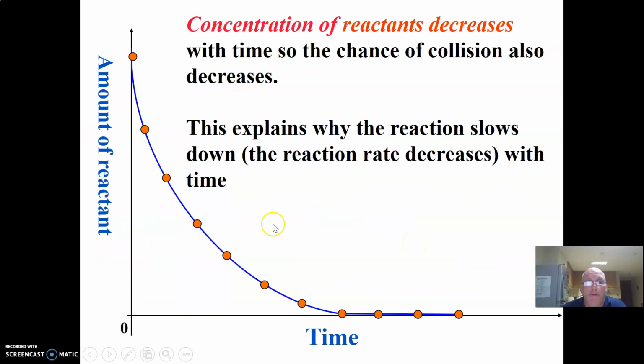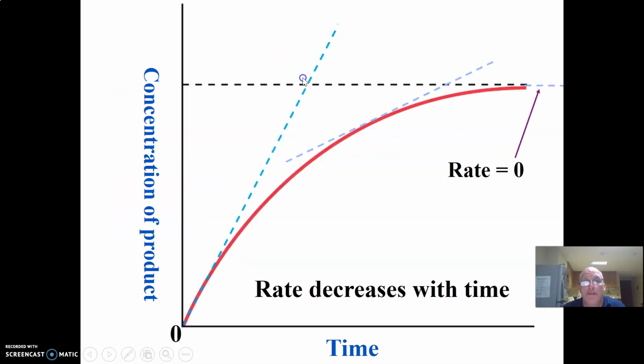And showing you again here, you can have the amount of reactant decreasing with time. And again, the curve gets less and less steep as time goes on until the reaction is over. Now I've written, why does the reaction rate decrease with time? It's because the concentration of the reactants is decreasing with time. So the chance of a collision between the red and the blue particles, in our earlier case, is getting less with time, and therefore the rate is going to decrease.